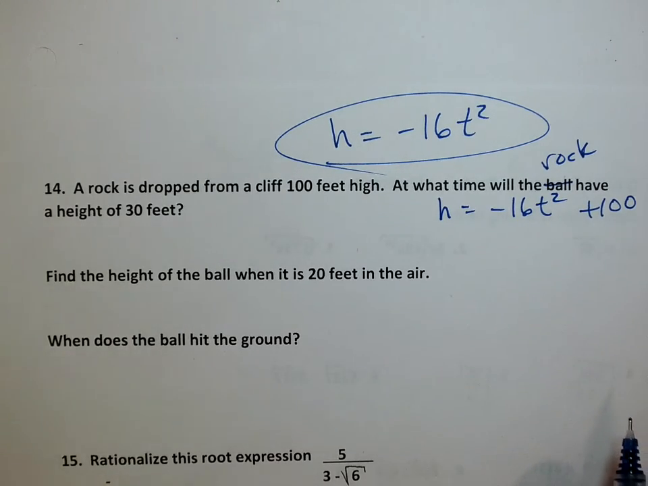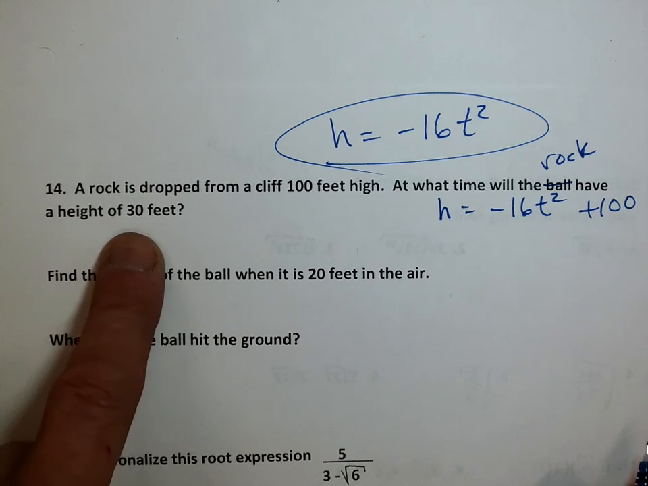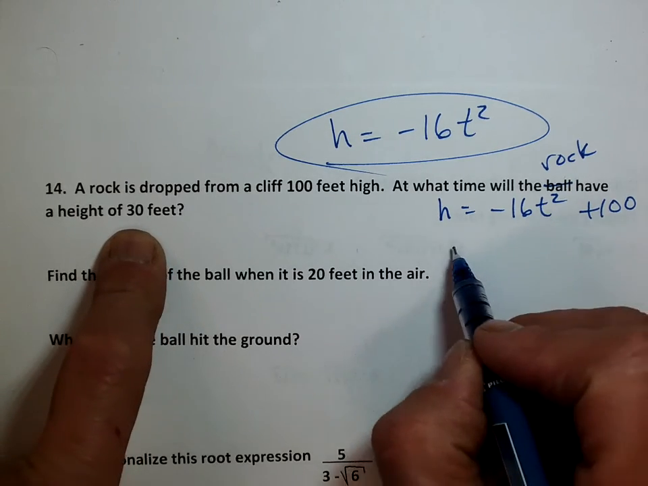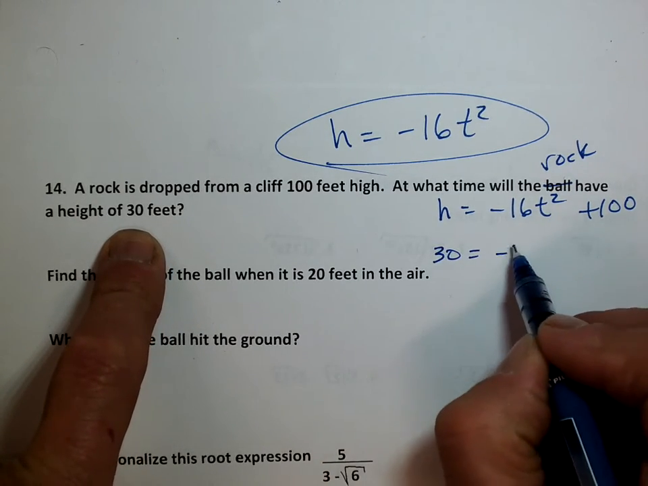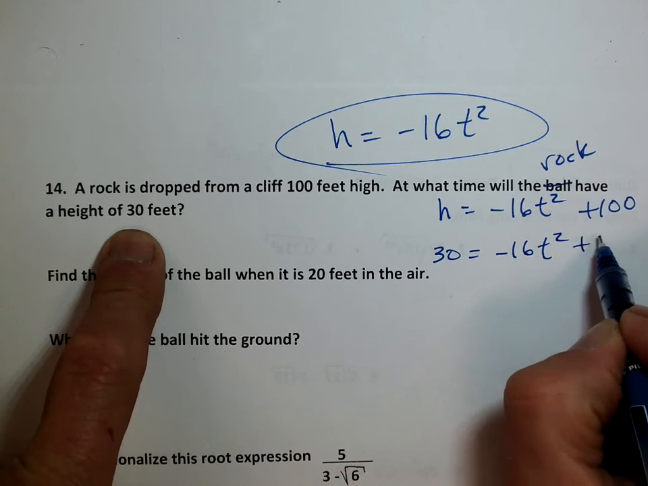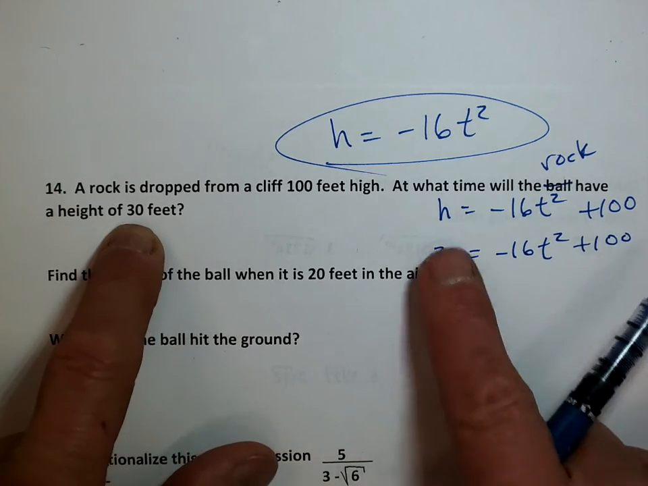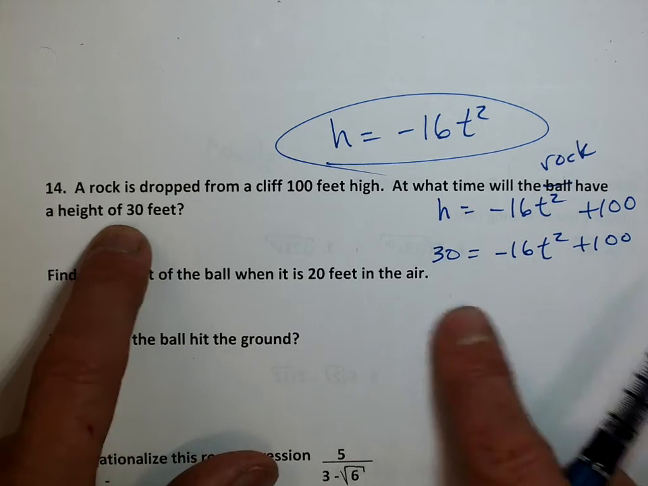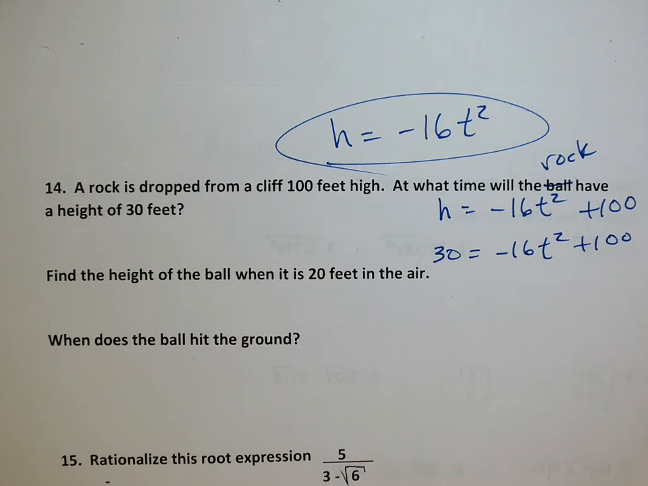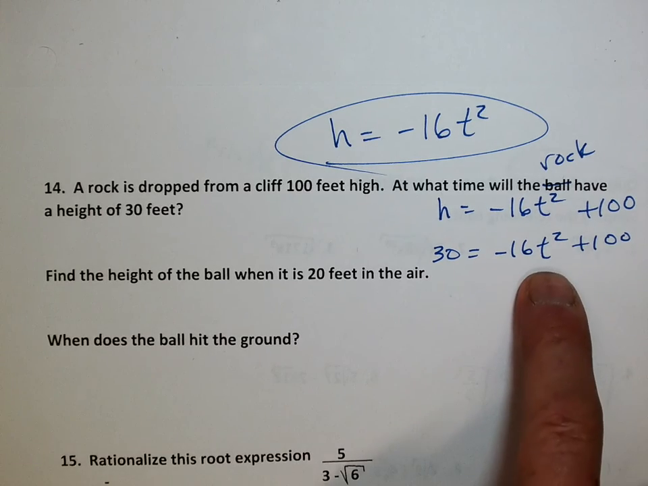Okay, so let's drop the rock. So when will the rock have a height of 30? So set this equal to 30. Okay, that makes sense, right? When is the height 30? Change h to 30. Okay, can we solve for this? What are we going to do? Let's solve for t. What are you going to do?